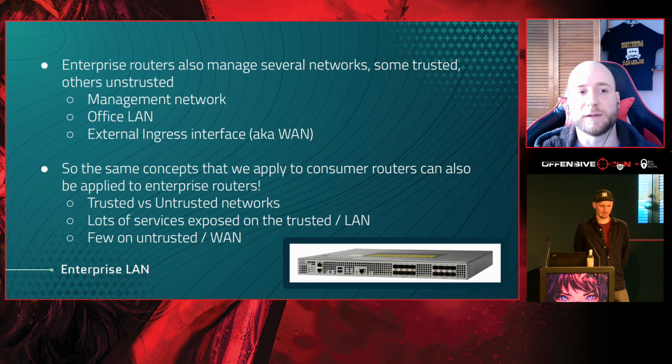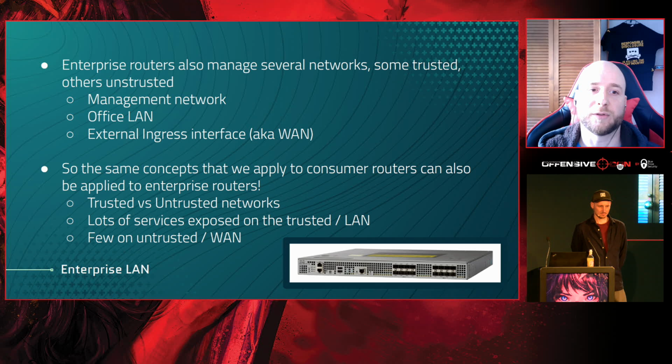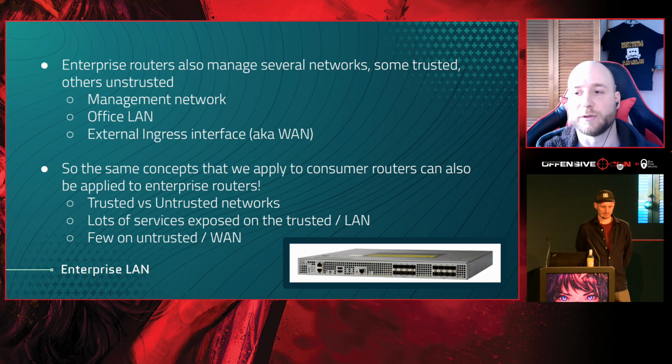Which is the enterprise LAN. Enterprise routers also manage several networks and domains. They might have more than two domains. They might have a management network. They might have an office LAN. In the previous example, in a mall or a museum, they might have a separate public LAN. And they typically have multiple WAN interfaces, the external interface where you come in. The same concepts that we apply to the consumer routers, we can really apply to the enterprise routers. It's just a question of having more of that stuff in the enterprise routers.